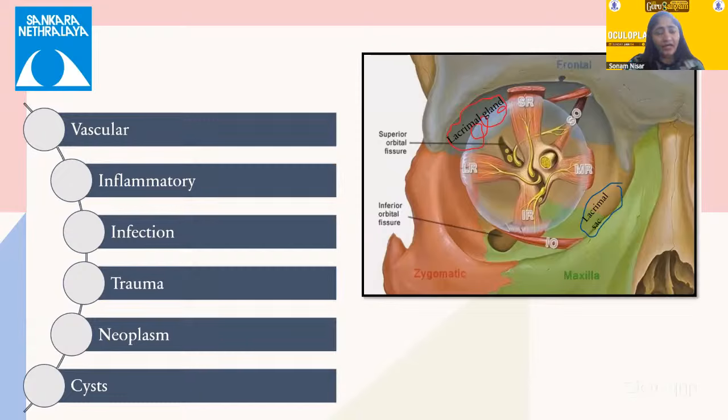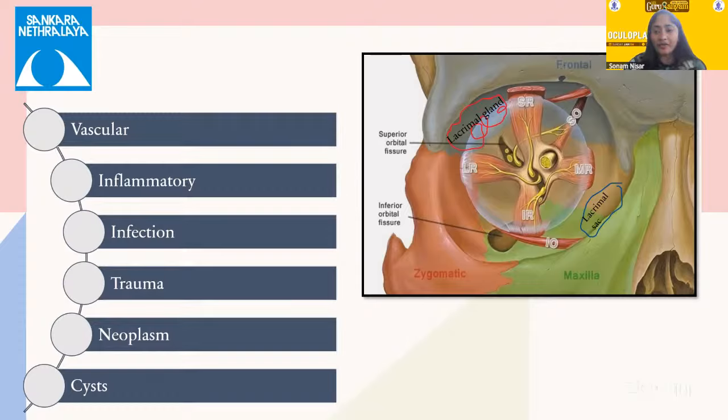Etiology-wise, it's the same as any other lesions. You can have vascular lesions causing proptosis, like lymphatic malformations, capillary hemangiomas; inflammatory lesions or inflammatory orbital disease, IgG4-related disease; infectious etiologies such as tuberculosis or cysticercosis, bacterial or fungal orbital cellulitis; post-trauma, like a blow-in fracture or subperiosteal hematoma. You can have proptosis because of an entire plethora of neoplastic lesions in the orbit, and cysts such as dermoid cysts, hydatid cysts, and so on and so forth.